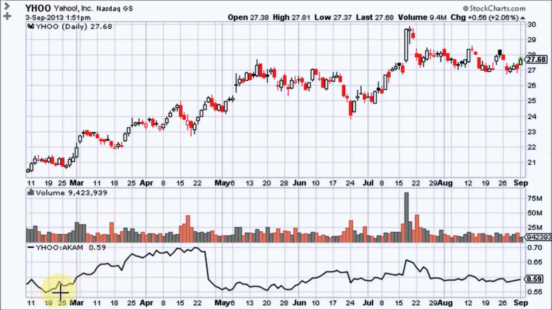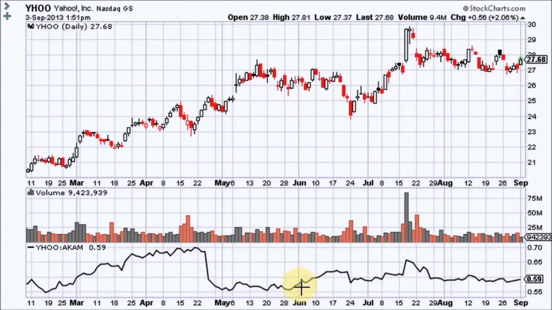And here you can see through this entire period that Yahoo was outperforming Akamai. Now Akamai had an earnings release on this date and it gapped up $4 or $5 at the open the next day. Therefore, Yahoo became seriously underperforming compared to Akamai. And then after Akamai settled down and pulled back a little bit because it had gapped up very big at the open the day after earnings.